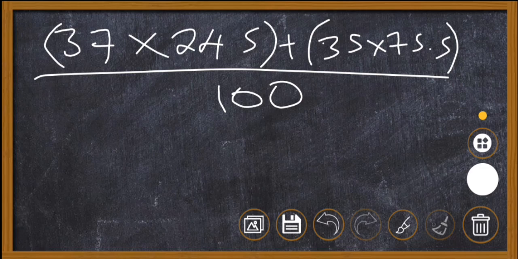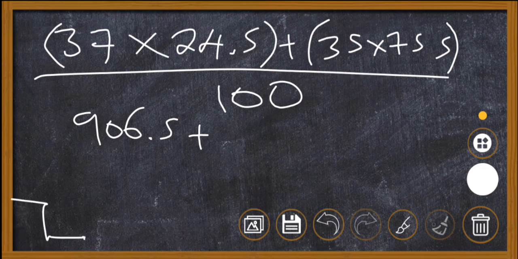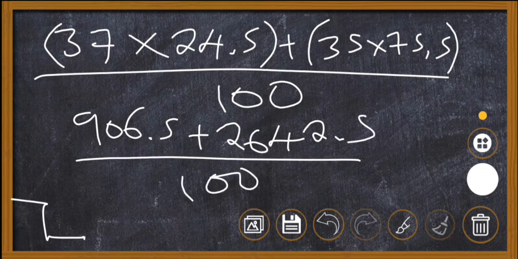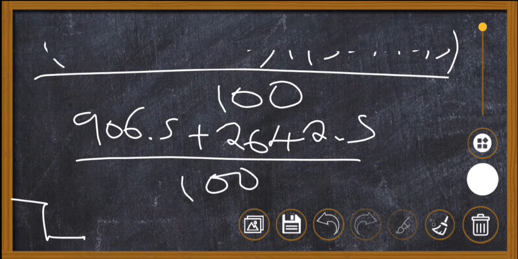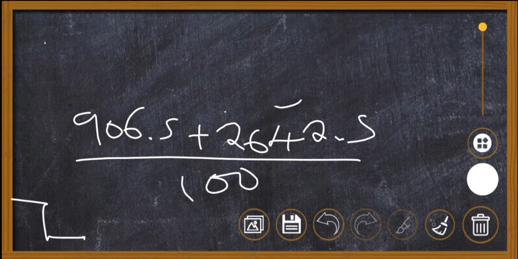Okay, so remember there is a point here. Okay, so when we calculate that, we are having 906.5, okay, plus, so let's also multiply this value here. So 35 multiplied by 75.5, there is a point here as well. Okay, we are going to have 2642.5 as well, over 100. Okay, so let's just try to wrap the top part here, since we are done with the calculation there.